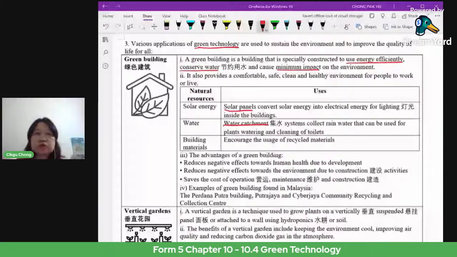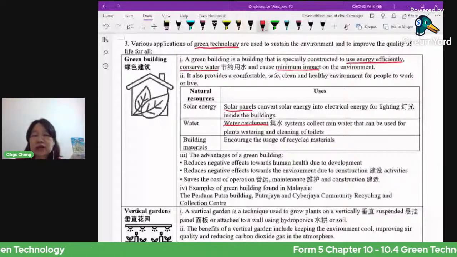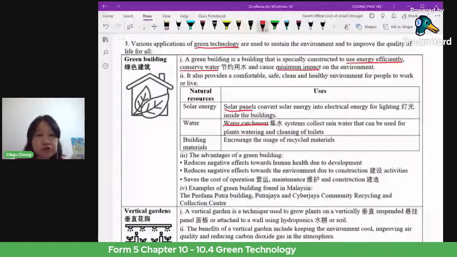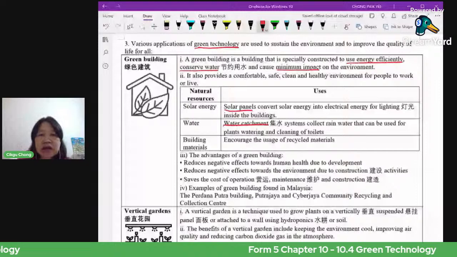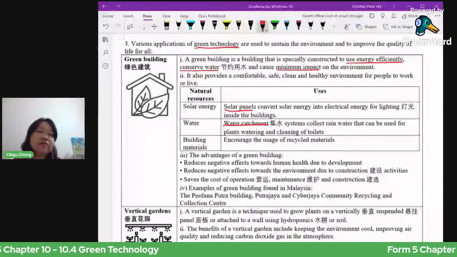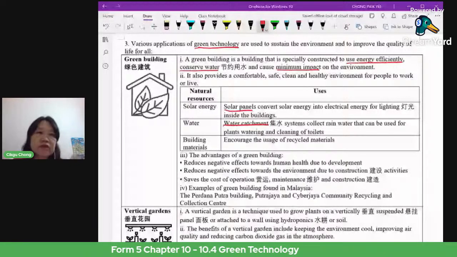It can be used to wash your car. It can also be used for washing other things that don't require you to drink it. All right. So collecting rainwater is one way of reusing your natural resources. Cleaning of toilets, yes, washing up and so on. Encourage the use of recycled materials. Yes, always try to think of using recycled materials to build your building if you can. In fact, nowadays there are so many new inventions of making use of certain things to build bricks for you to make buildings.